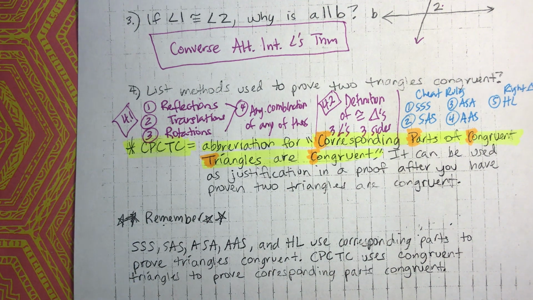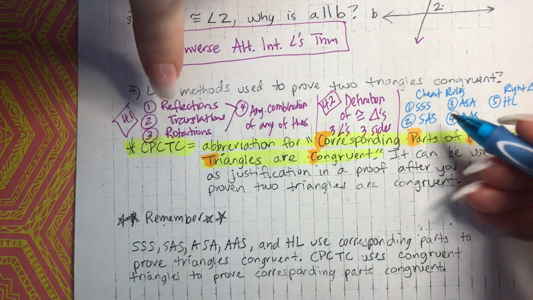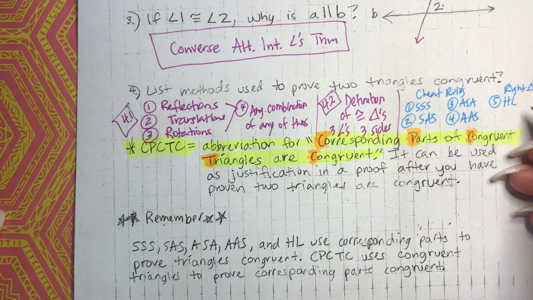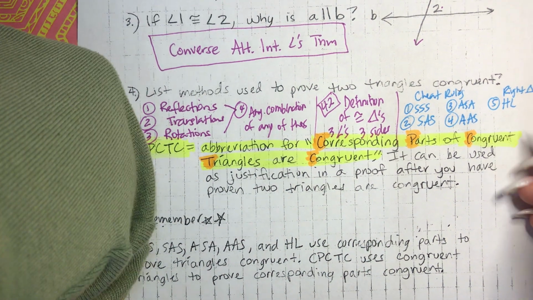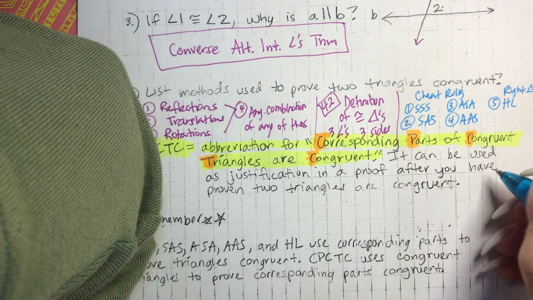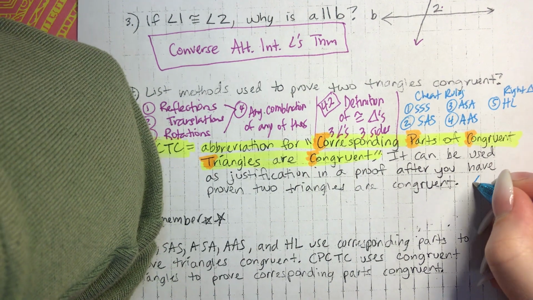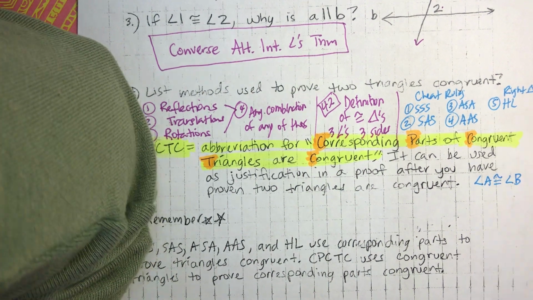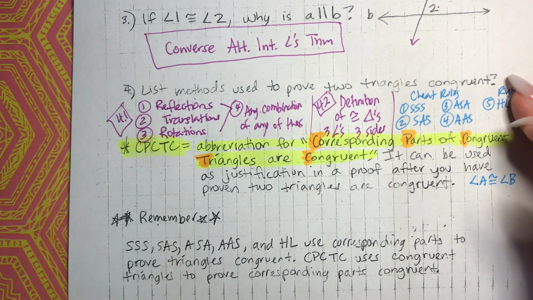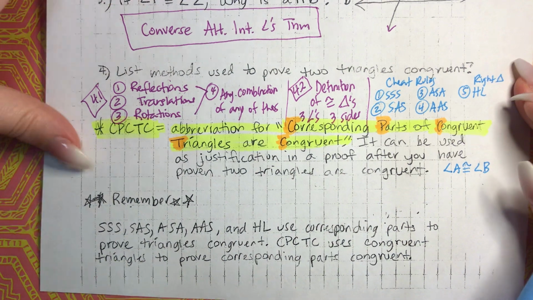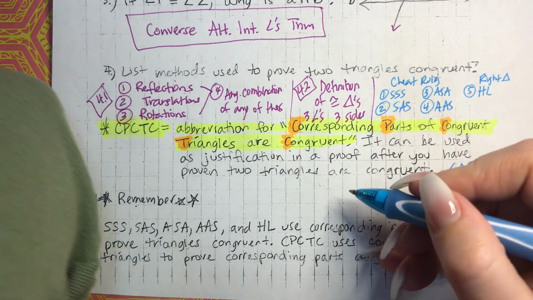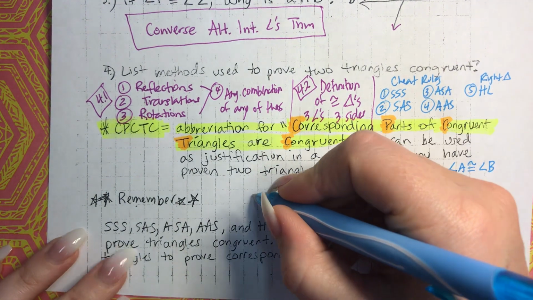So what happens is, let's talk about side, side, side. Let's say you have to do a proof, right? And for that proof, you have to prove that, let's just say, I'm making this up, angle A is congruent to angle B, okay? But what you see is two triangles. I'll draw them here.